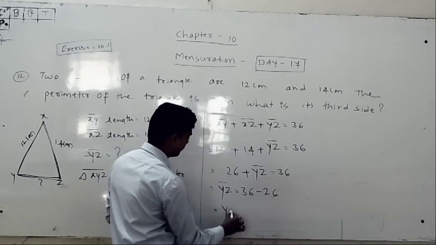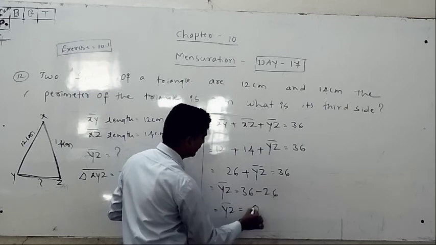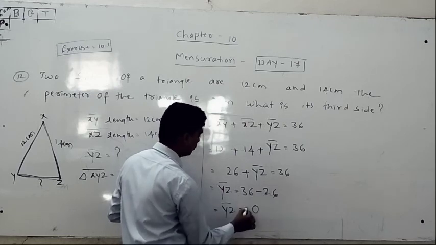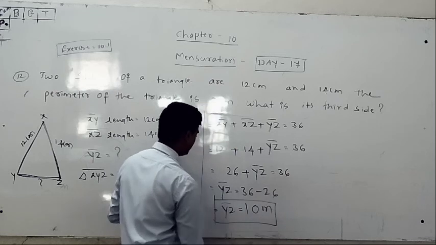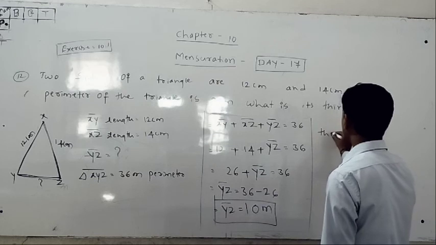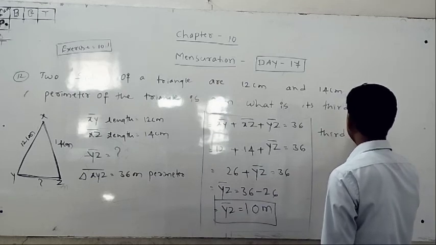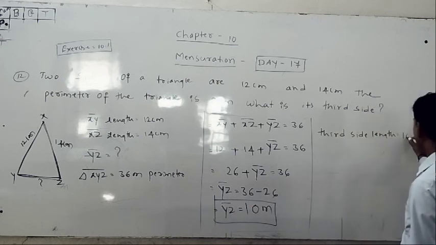Then YZ is equal to 36 minus 26. 6 minus 6 is 0, 3 minus 2 is 1, it is 10 meters. Then you should write here: third side length is equal to 10 meters.